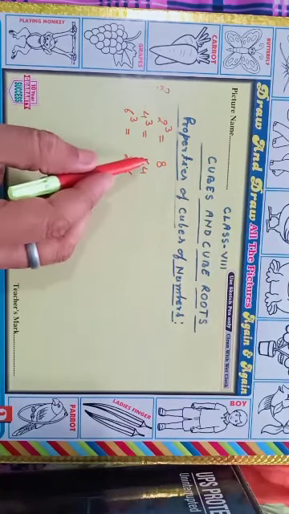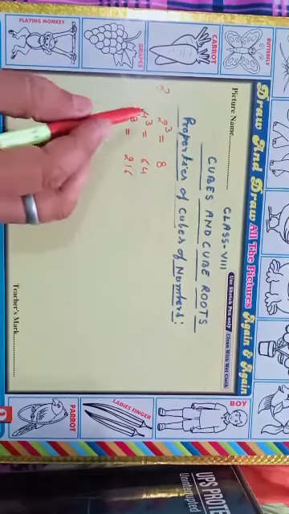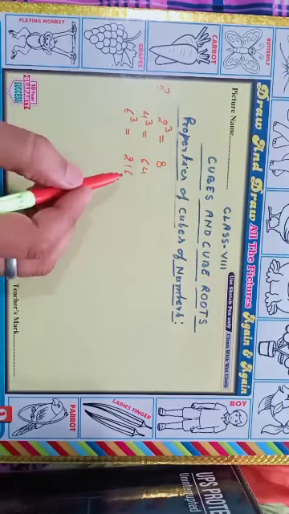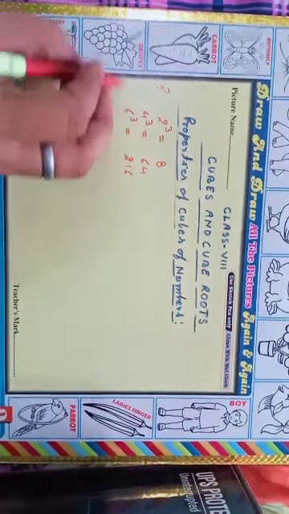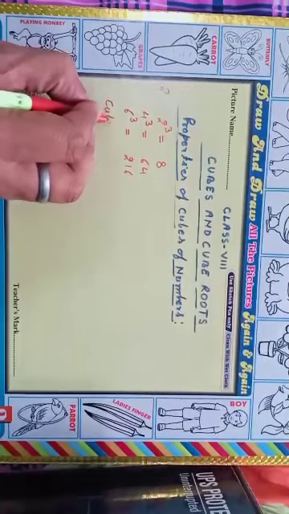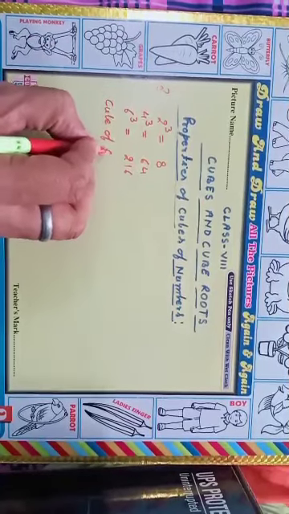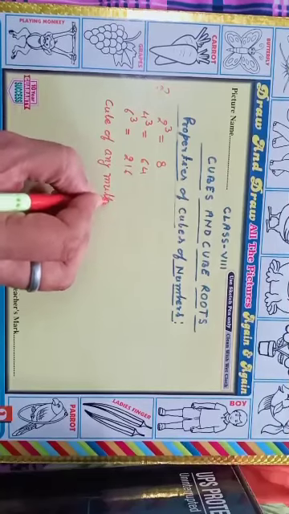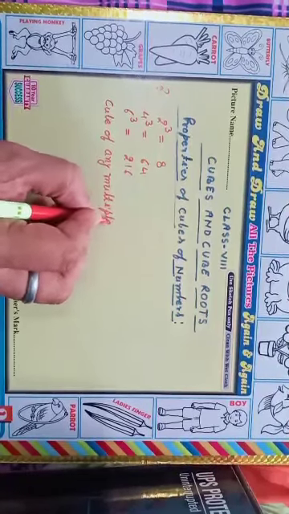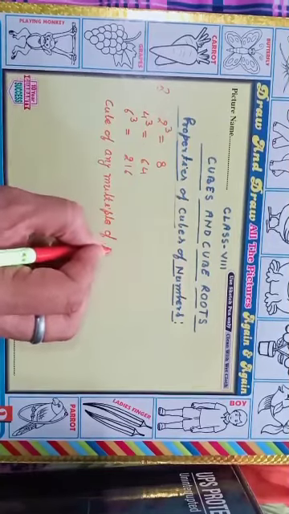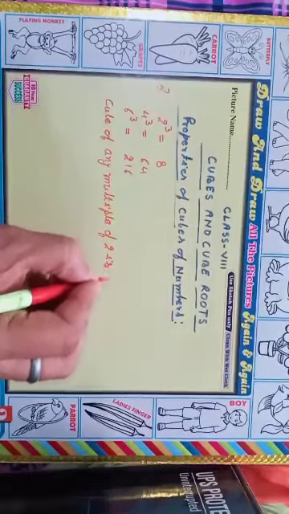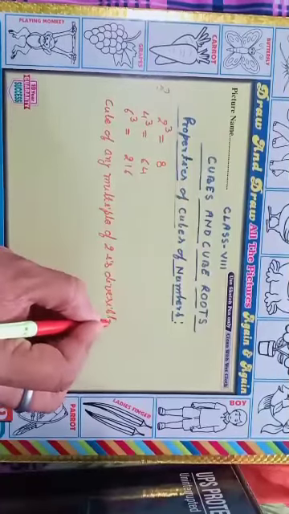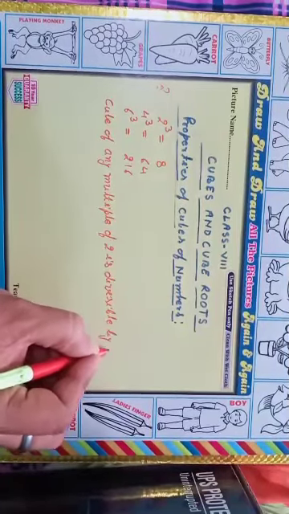Means the second property is that the cube of any multiple of 2 is divisible by 8.